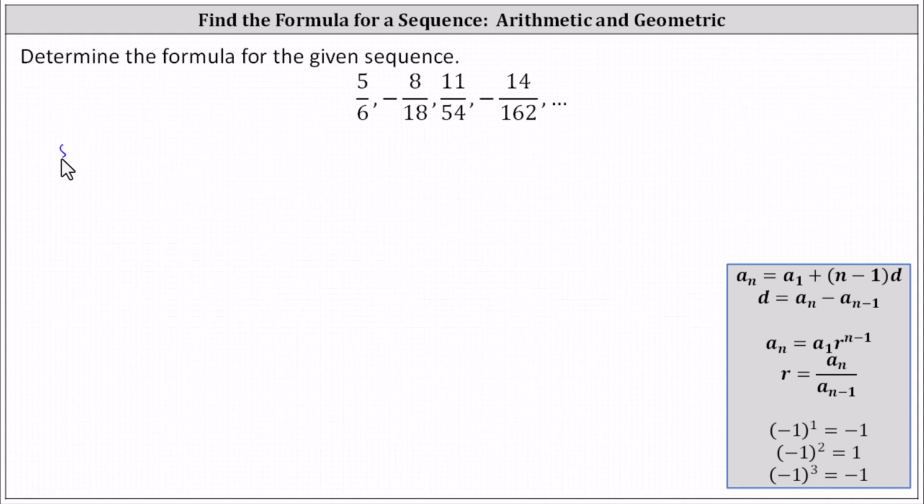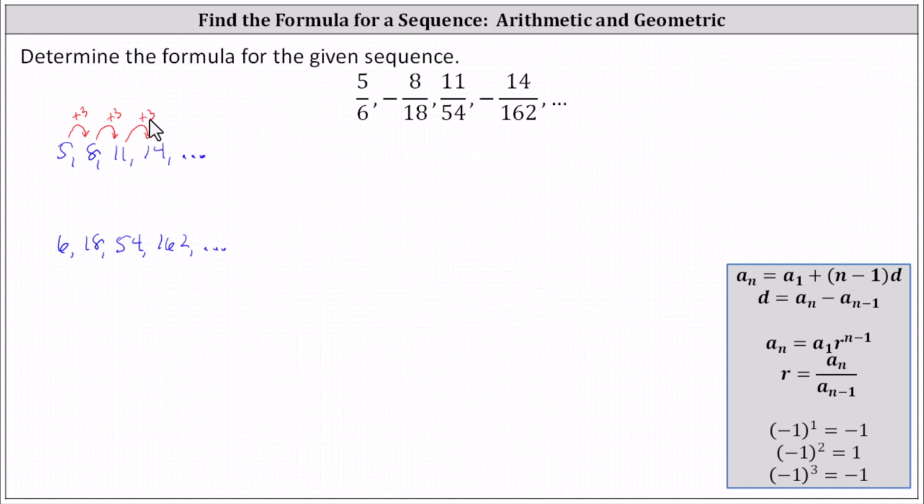In the numerator we have 5, 8, 11, 14, and so on. And notice in the denominator we have 6, 18, 54, 162, and so on. Let's first consider the sequence 5, 8, 11, 14. Notice we have repeated addition. 5 plus 3 equals 8. 8 plus 3 equals 11. 11 plus 3 equals 14, and so on.